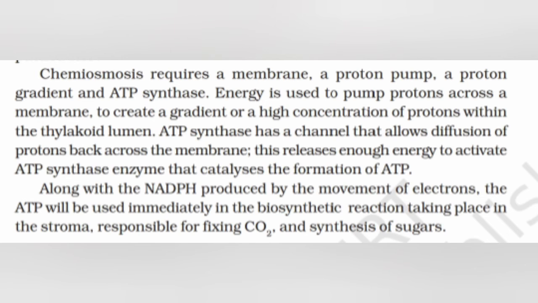Chemiosmosis requires a membrane, proton pump, proton gradient and ATP synthase. Energy is required to pump protons across the membrane to create a gradient, or high concentration of protons, within the thylakoid lumen. ATP synthase has a channel that allows diffusion of the protons back across the membrane. This releases enough energy to activate the ATP synthase enzyme that catalyzes the formation of ATP.